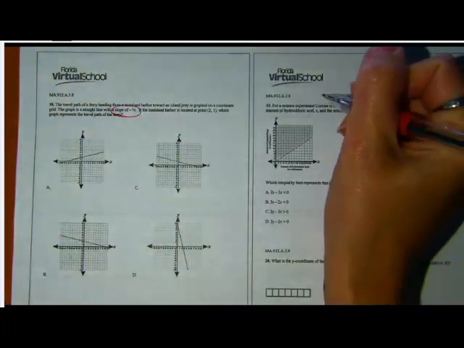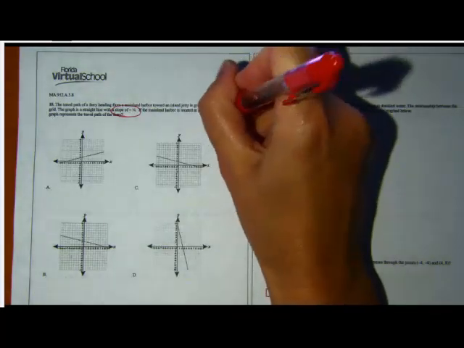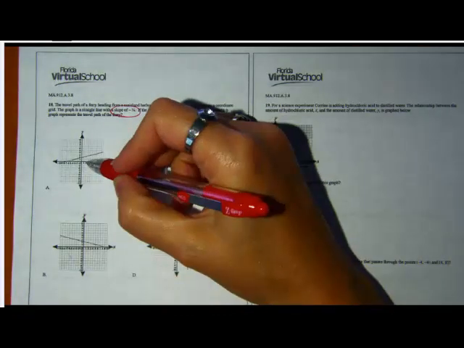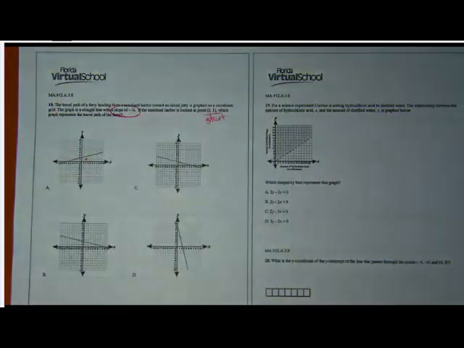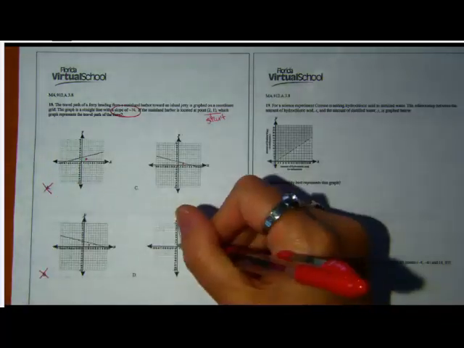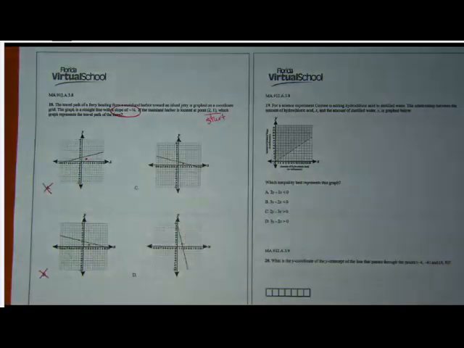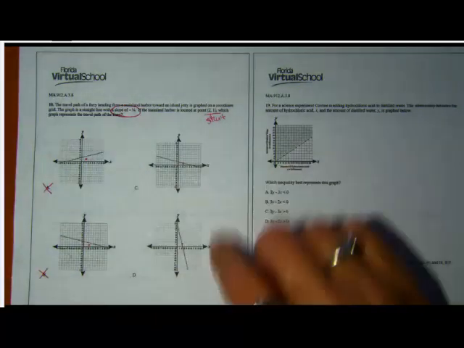Okay. If the mainland harbor is located at (2, 1), so this is the start point, because we're going from the harbor to the jetty. So first we need to find that point, the starting point, (2, 1). Here's (2, 1) right there. Can't be this one. Here's (2, 1). That one's okay. (2, 1). It can't be this one. And then (2, 1). So this one's okay. So it can be either B or C or D, because those hit at the correct starting point.